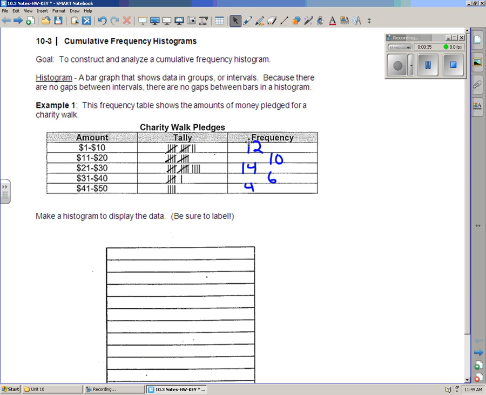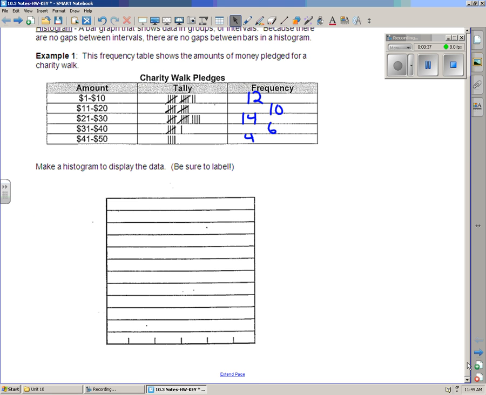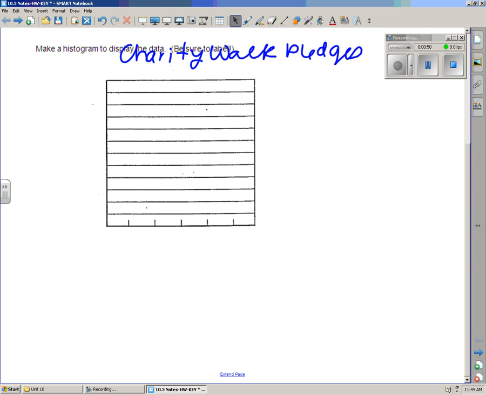So this kind of goes back to what we did yesterday. So you're going to really do the same thing that you did yesterday for your histogram. You're going to title this thing, we'll call it Charity Walk Pledges. We know that along the bottom side, it's going to be your intervals or the amount that was pledged. So I'm going to put pledge amounts down here. And then always on the side is going to be your frequency.